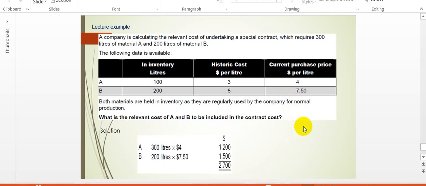If the materials were not regularly used but they were in inventory because they had been bought in excess at some point, then the relevant cost was going to be the opportunity cost of selling that material, since after taking it out of inventory there was going to be no need of replacing it.